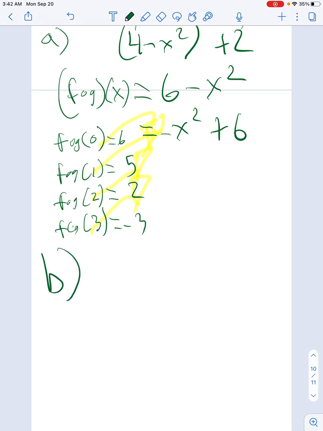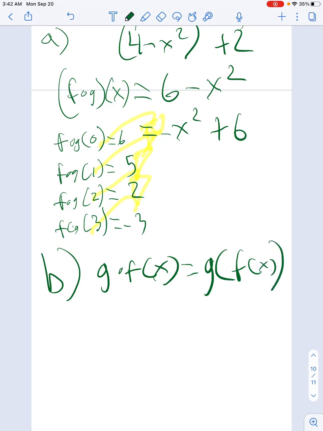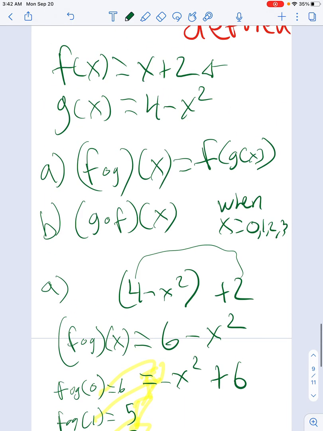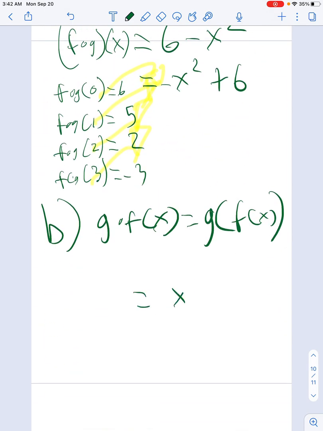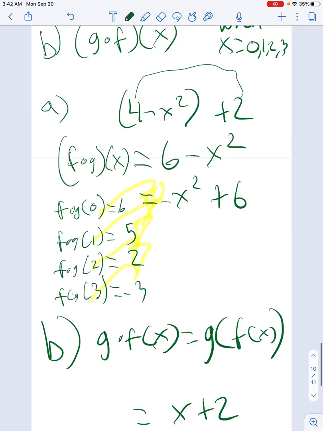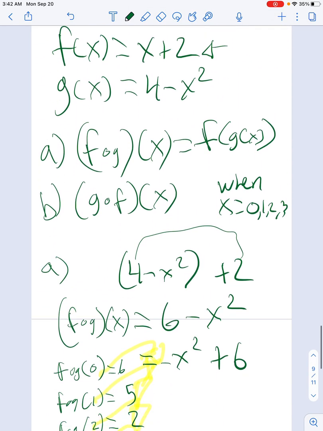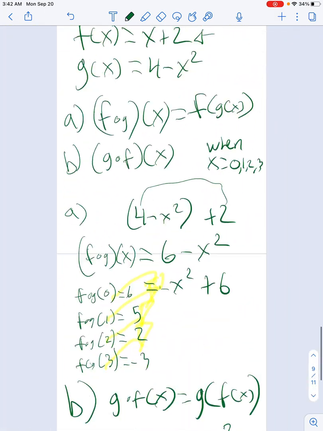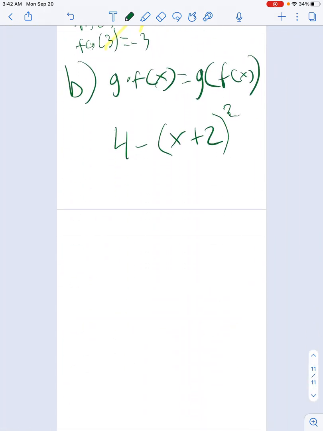All right, so we gotta answer part B. G of f of x. So again, that's like saying I'm gonna take my f of x function and then I'm gonna plug it into g. So f of x is x plus 2. So I'm gonna say equals x plus 2. And then every time I see an x in g of x, it's 4 minus x squared. So I'm going to say 4 subtract x plus 2 squared, because that was my function for g of x.